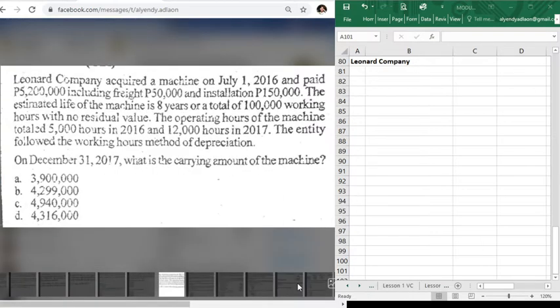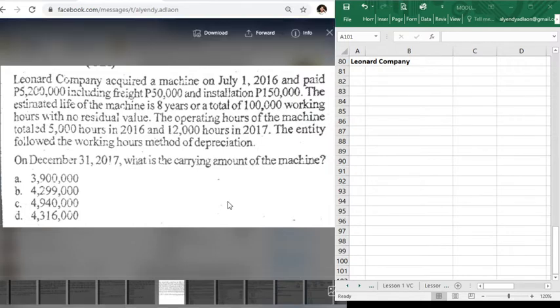Question, on December 31, 2017, what is the carrying amount of the machine? So, kung ang pangutanan naman po is carrying amount, saan gipag-compute sa carrying amount? Cost minus accumulated depreciation. Okay? Now, Leonard Company acquired a machine on July 1, 2016 and paid 5,200,000 including freight, 50,000 pesos, and installation, 150,000 pesos. Okay. The estimated life of the machine is 8 years or a total of 100,000 working hours with no residual value.